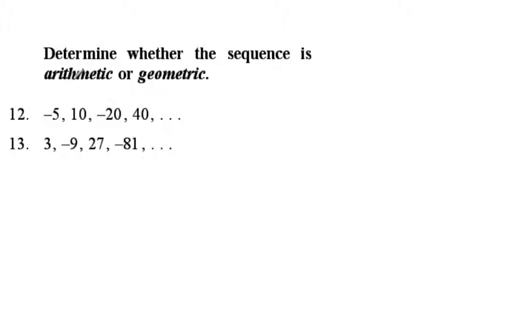All right. Numbers 12 and 13: determine whether the sequence is arithmetic or geometric. Remember, if it's arithmetic, it's plus or minus. If it's geometric, it's multiplication or division. So what am I doing to negative 5 to get 10? Well, it looks like we're adding 15 or multiplying by negative 2. 10 to negative 20, we're multiplying by negative 2. Since we're multiplying, this one is geometric.